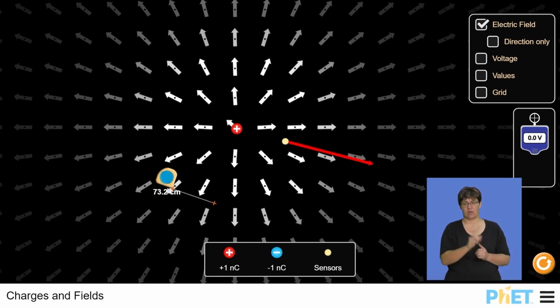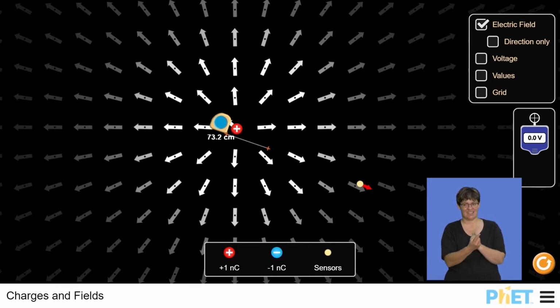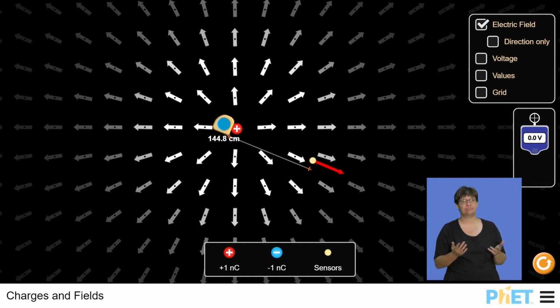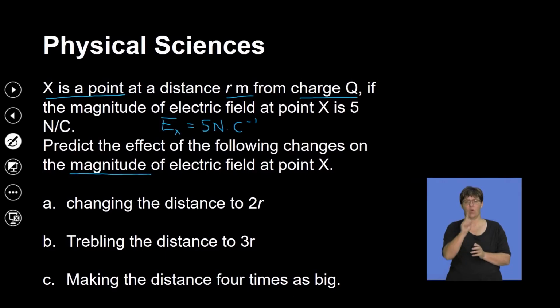Let's move that further away. You can immediately see what is happening to the length of the arrow, which suggests something about the magnitude, right? 146, something there, or 145, 144. If I put it there, you can tell already that if the distance is doubled, the magnitude of the force experienced by the unit positive charge decreases. But it should be informed by some mathematical relationship that exists between electric field at a point and the distance.